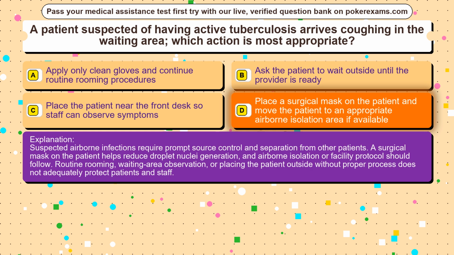Suspected airborne infections require prompt source control and separation from other patients. A surgical mask on the patient helps reduce droplet nuclei generation, and airborne isolation or facility protocol should follow. Routine rooming, waiting area observation, or placing the patient outside without proper process does not adequately protect patients and staff.